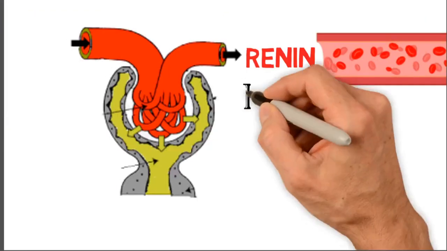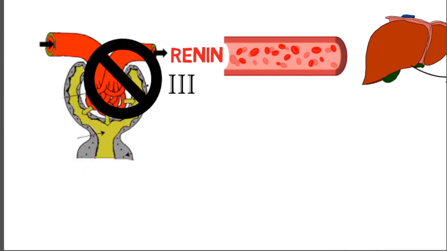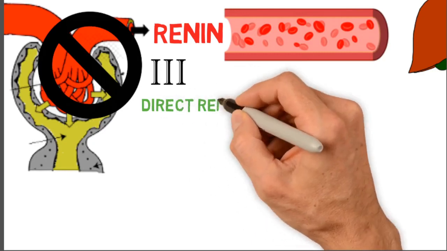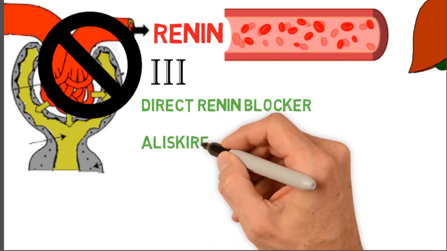Moving on to the last type of drugs, that is the third type, which will directly bind and directly inhibit the release of renin. The example of such a drug is, there is only one drug, and it is the latest drug, called aliskiren.